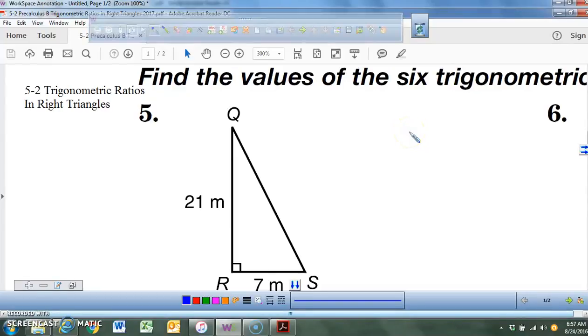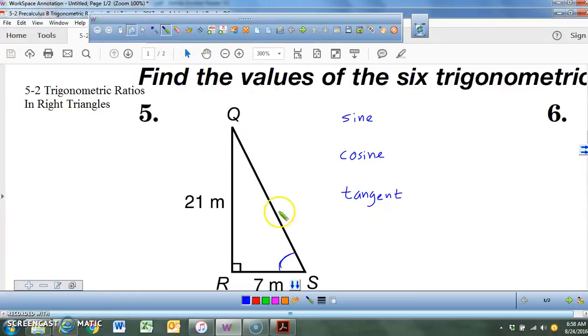Okay, in this lesson we're going to be looking at the trigonometric ratios in right triangles. And just to review what those are, we're going to talk about the sine of an angle, the cosine of an angle, the tangent of an angle. In this particular case, we're going to be finding it from the perspective of S. So I'm going to arc that right there and shade this little angle in, saying this is from our perspective from angle S.